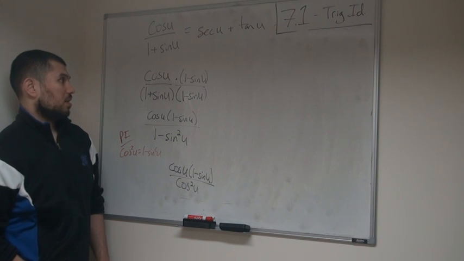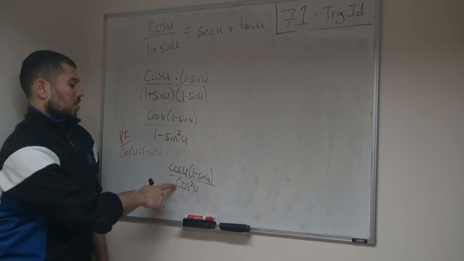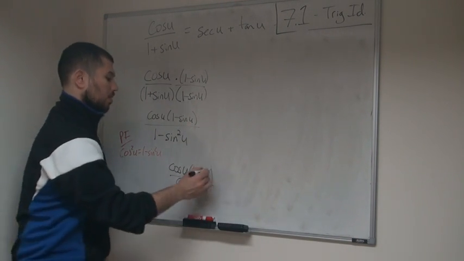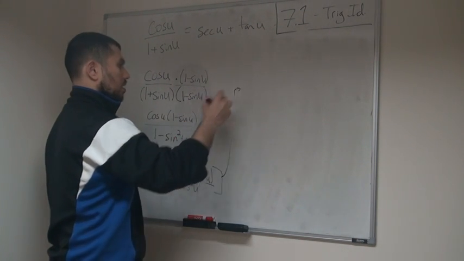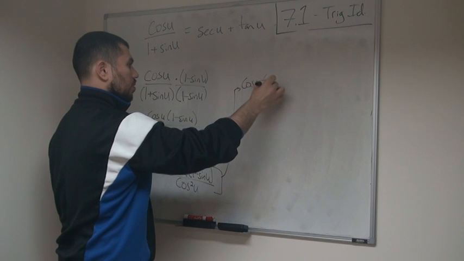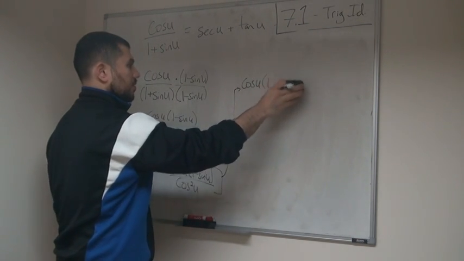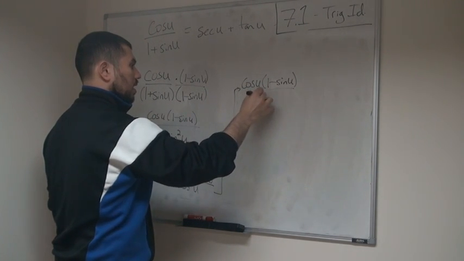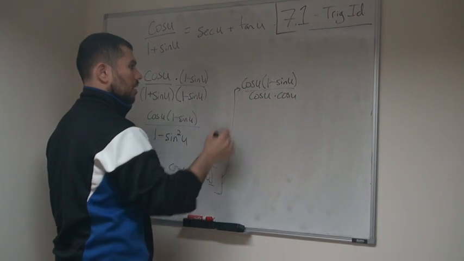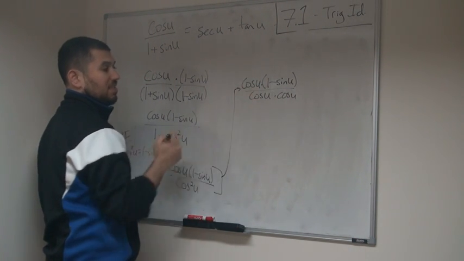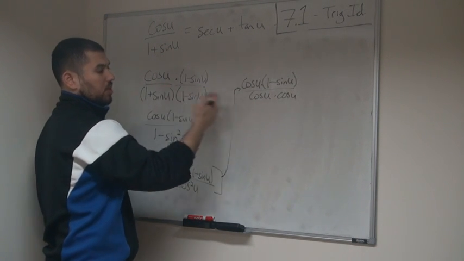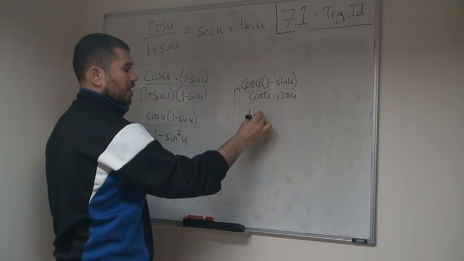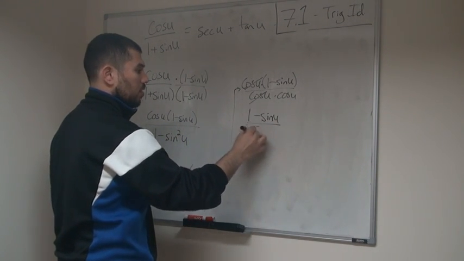How does that help me? Well, cosine squared u is cosine u times cosine u. So let me bring this side up here. I have cosine u times 1 minus sine u over cosine u times cosine u. Since this is a product and this is a product, I can factor out one of the cosine over cosines. And I get a simplified expression of 1 minus sine u over cosine u.